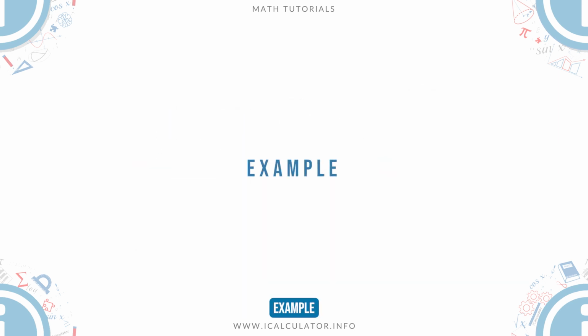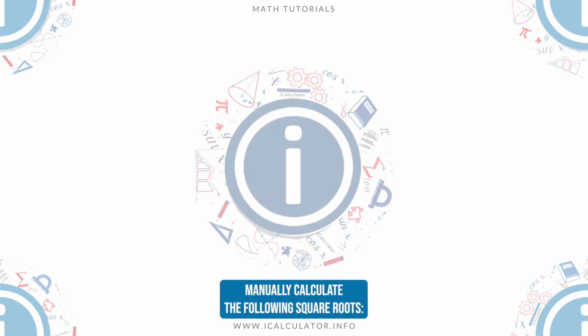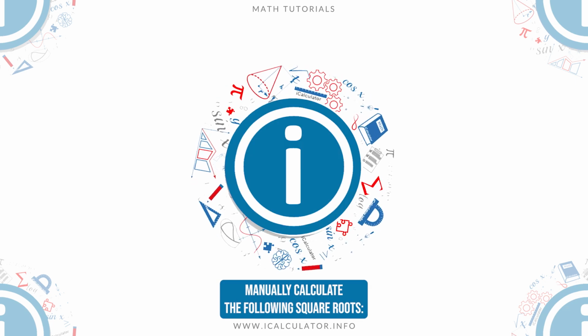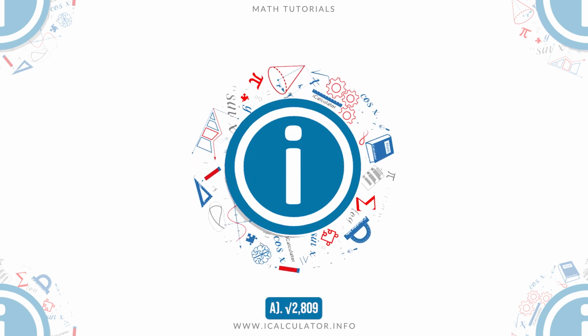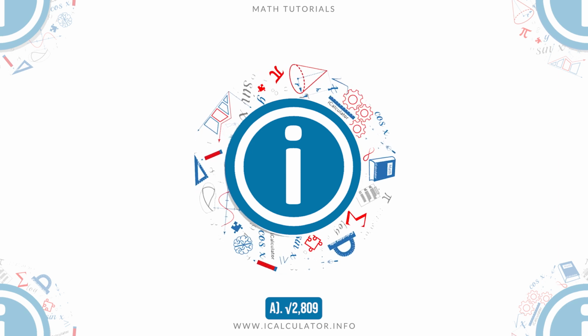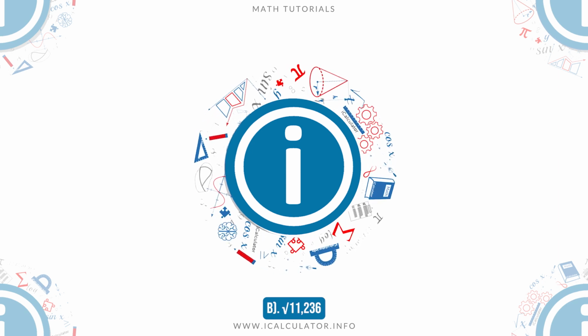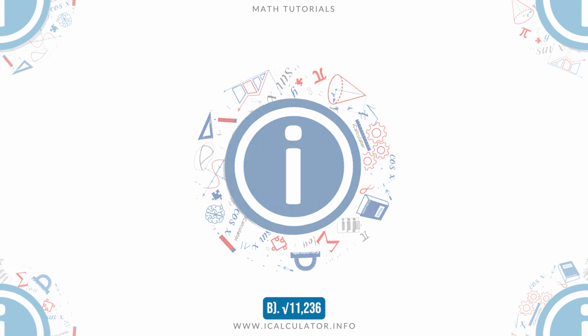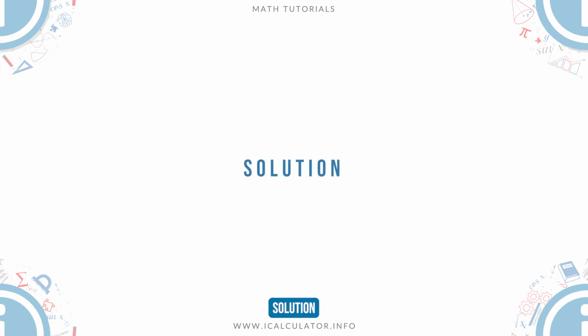Example. Manually calculate the following square roots. A. Square root of 2809. B. Square root of 11236. Solution.